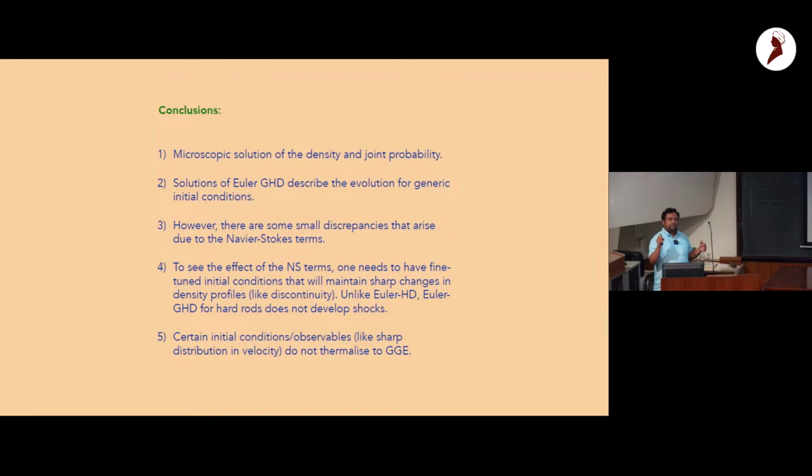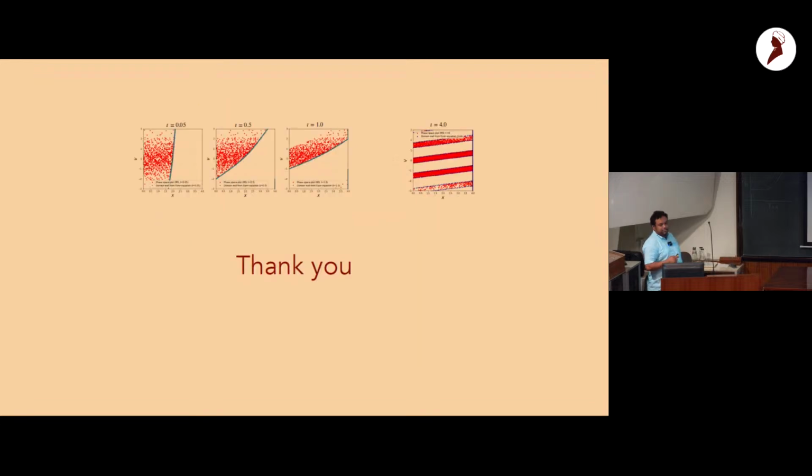But to observe such discrepancies, you need to prepare initial conditions in a very specific way. You have to have a singular component in the velocity distribution, otherwise you will not be able to maintain the shock. Unlike for Euler equations in non-integrable systems, where shocks develop naturally, for the hard rod case they do not. So you have to create specific initial conditions with sharp velocity components in the velocity distribution. Okay, thank you.